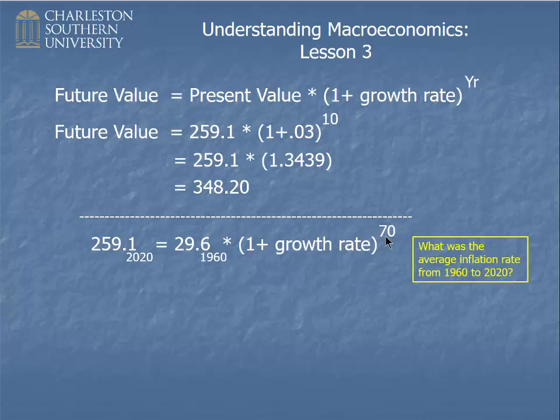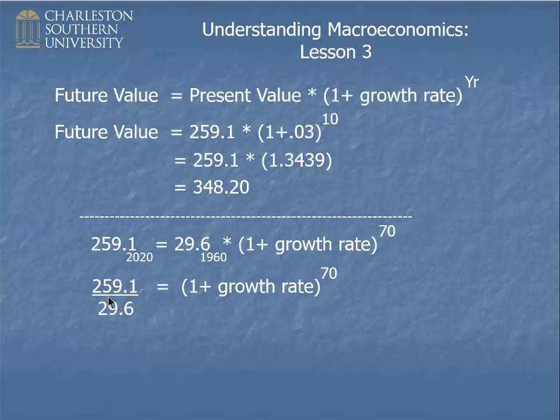The first thing to do is to divide both sides by this. That's easy enough. So we divide both sides, right? And now we have 1 plus the growth rate raised to the 70th power over there by itself. So I did this little division, and I have this simple expression. Now if this was 8.753 equals 1 plus the growth rate squared, then you would know just to take the square root of both sides.